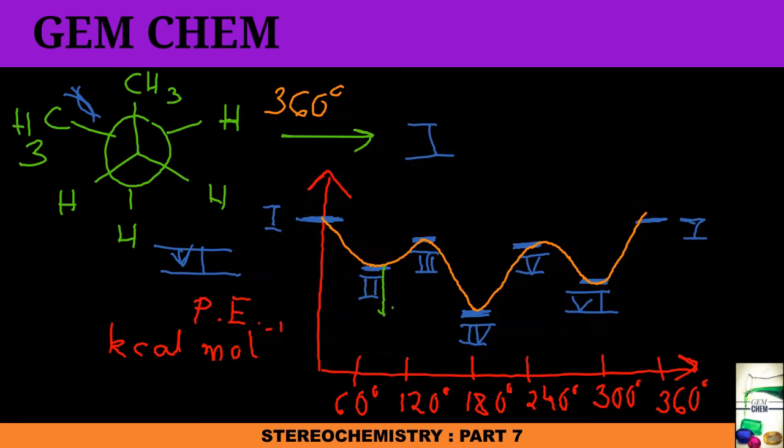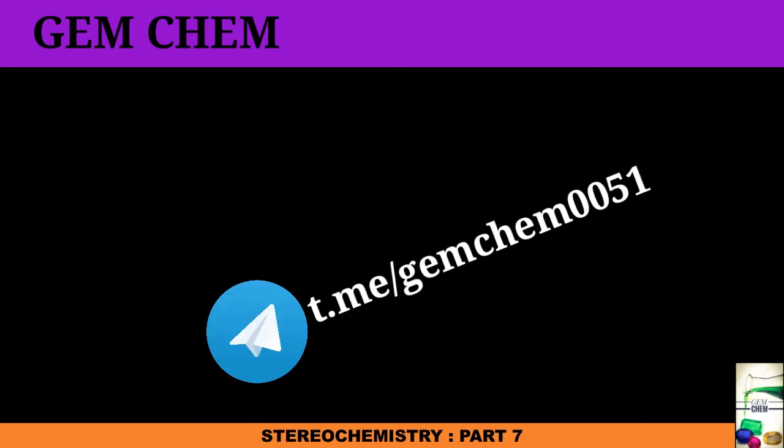This from the level of 4 is 0.9 kilocalorie per mole. Similarly, the stage from here is about 3.6 kilocalorie per mole, and this is very much stable, right? So this was the conformation of n-butane. Now we will deal with the conformation of 2-methyl butane.